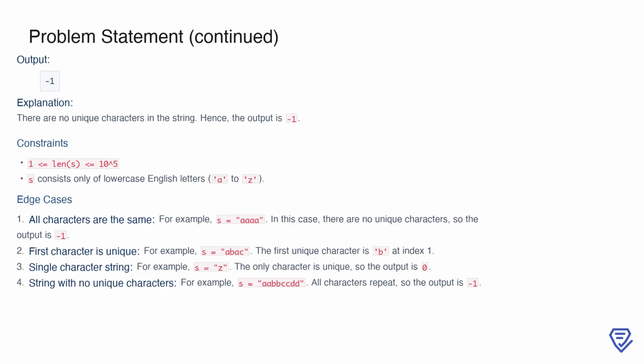Let's also consider some edge cases to ensure a comprehensive understanding of the problem. For instance, in a string where all characters are the same, such as S equals AAA, the output would be -1 because there are no unique characters. On the other hand, if the first character is not unique, like in S equals ABAC, the output is 1 because B is the first unique character, found at index 1.